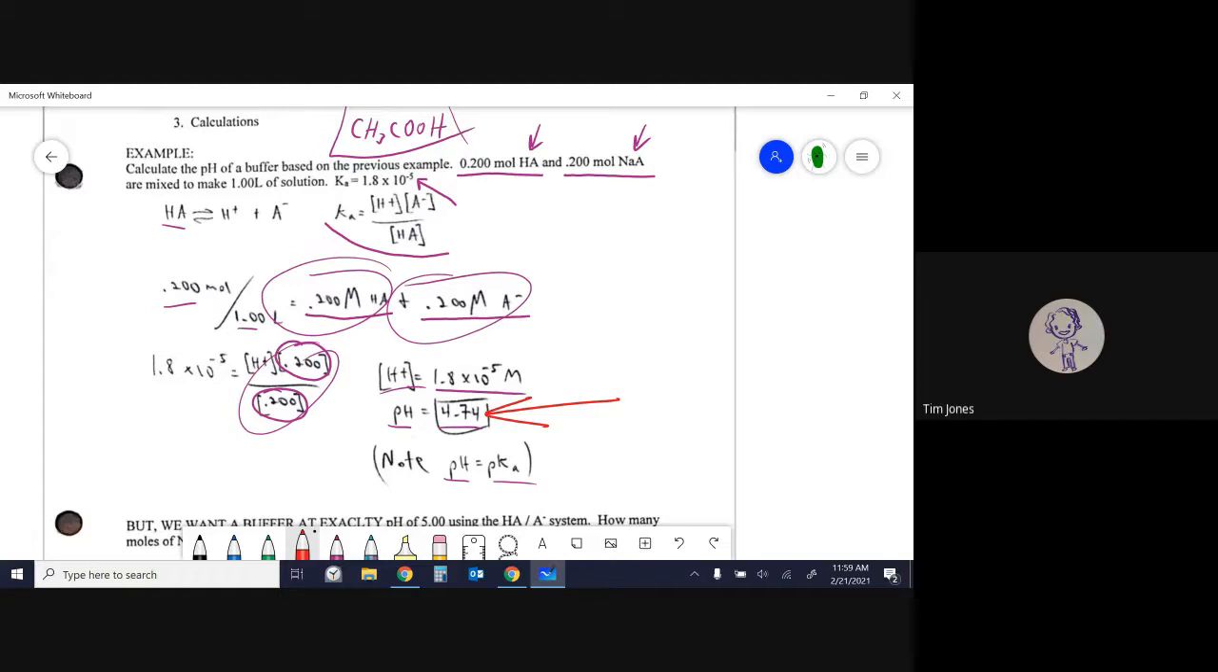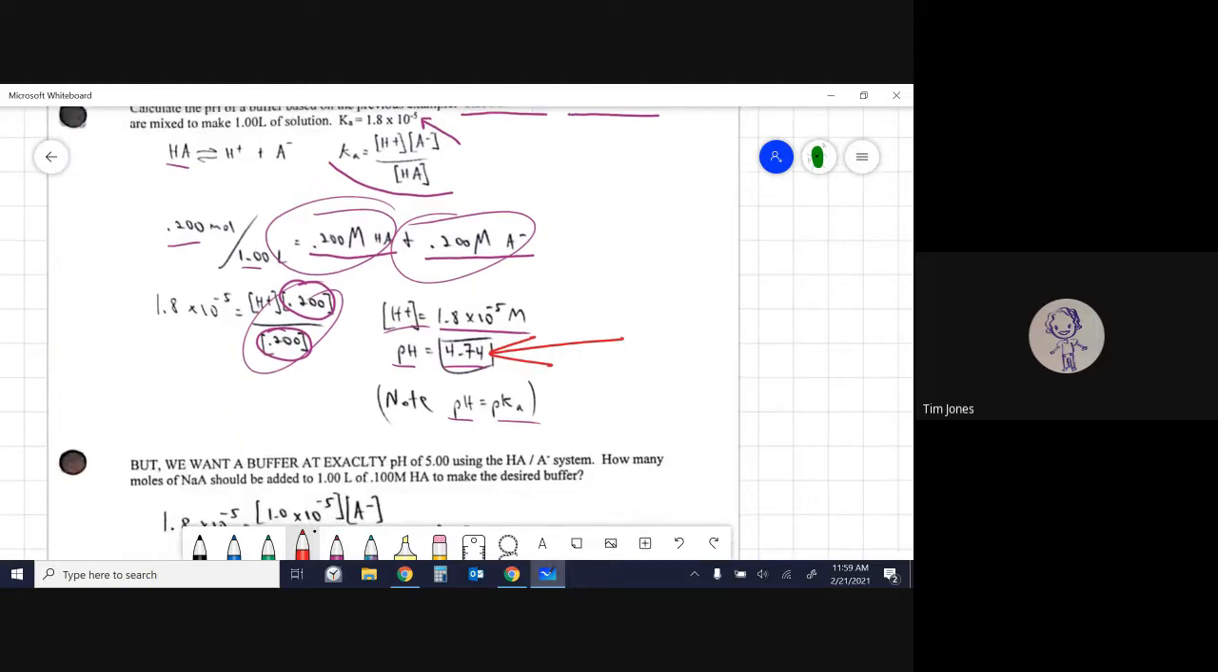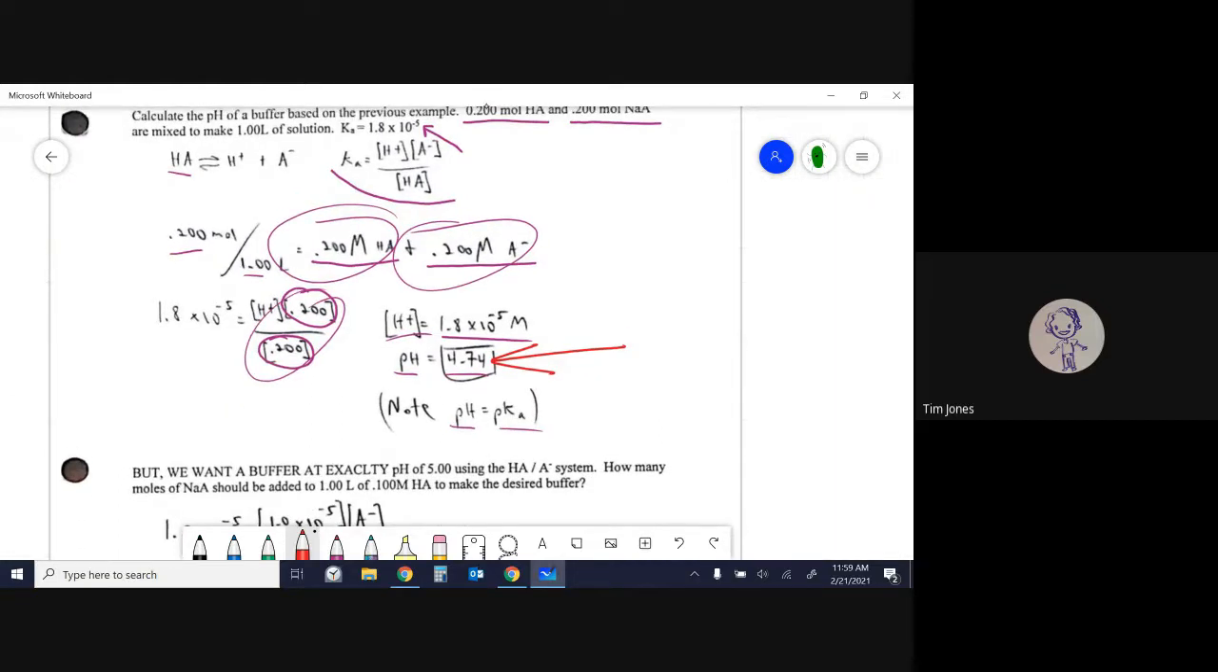But let's say we are going to be really picky and we want the buffer. I'm down here now. We are insisting we want it exactly at 5. Well, the problem with the one that we tried to make with equal amounts is the pH was a little too acidic. So what that means is we either need to lower the HA a little bit or raise the A minus so that they're not equal anymore. And that will raise the pH a little bit till we get to 5.